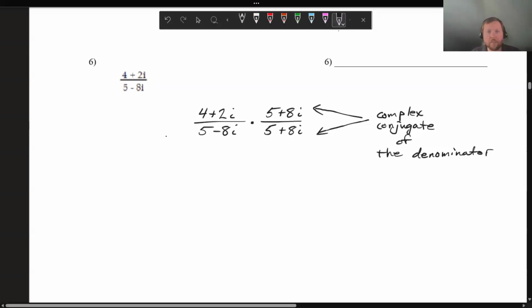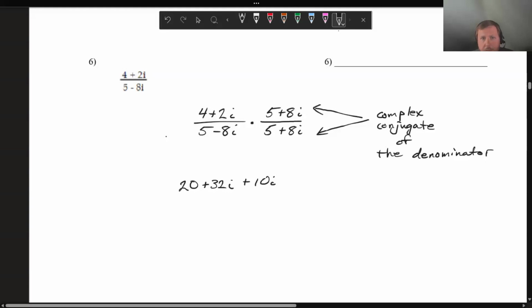Okay. Now, at this point, you can just FOIL the top and bottom. There is a shortcut that I'm going to use for the bottom. So first, outer, inner, last. So up top, I'm going to take 4 times 5 to get 20. My outer would be 4 times 8i. That gives me plus 32i. And then inner is positive 2i times positive 5. So that gives me 10i.